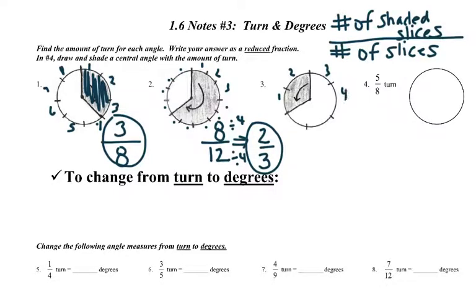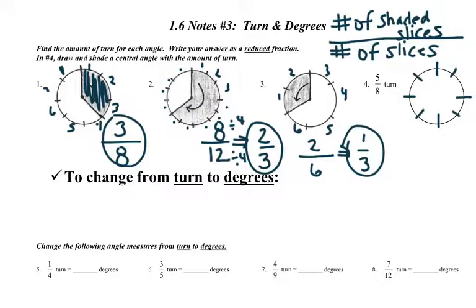This pizza here, 6 slices total, 2 are shaded. And again, we're going to reduce our fraction to 1/3. And here they have us draw one with 5/8 of a turn. So I'm going to split my pizza. I usually split into 4 slices and then split each thing again into 8 slices. And I'm going to count 1, 2, 3, 4, 5 slices and shade those in. So I'm drawing a pizza that's got 5/8 of the pizza shaded.